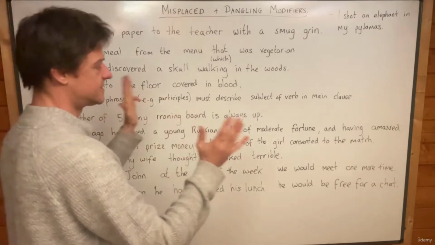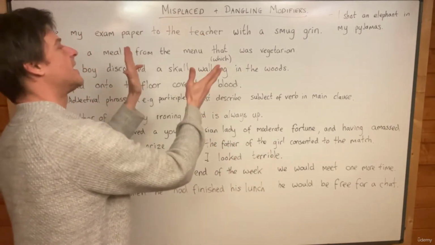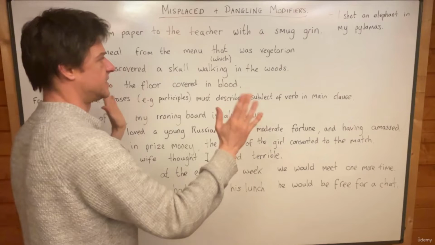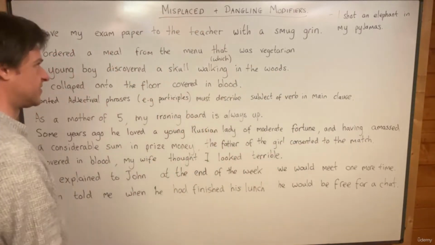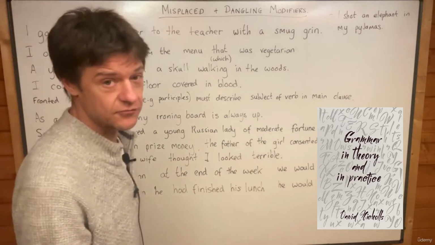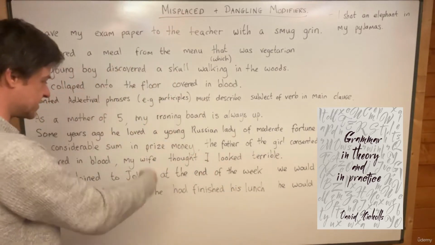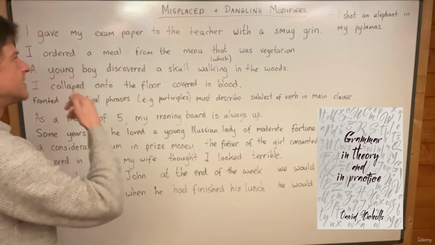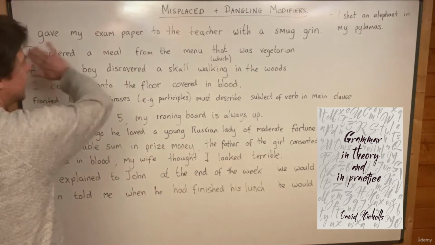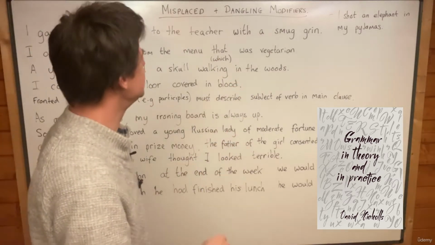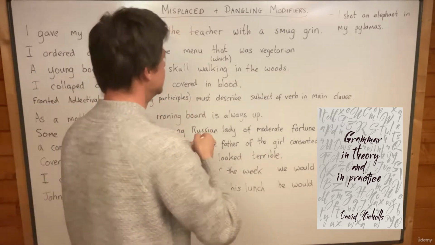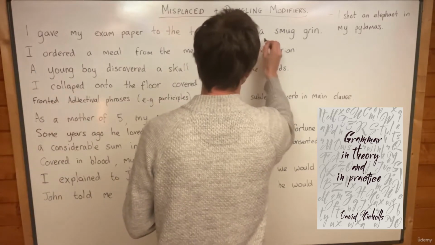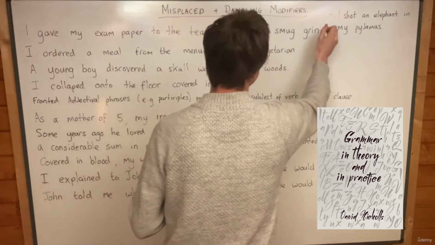And we'll see today, right now, that it's not just adjectives that can be misplaced and used ambiguously. It's also adverbial phrases, and we'll see those as well today, especially down the bottom here. But let's start with the following. I gave my exam paper to the teacher with a smug grin. Now, the problem with this is this prepositional phrase at the end, with a smug grin.